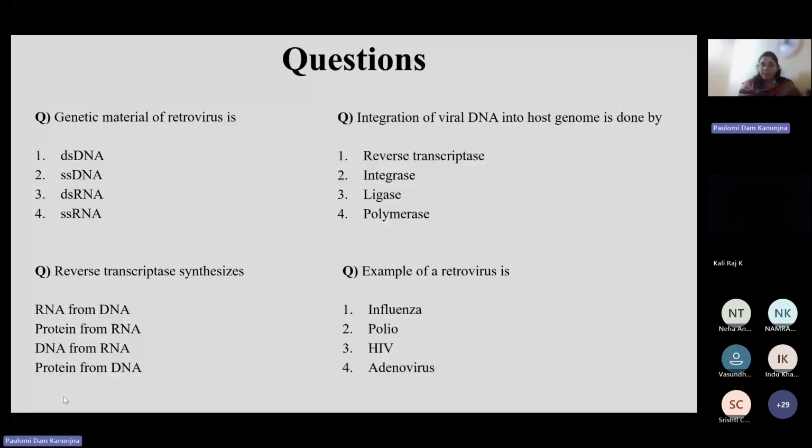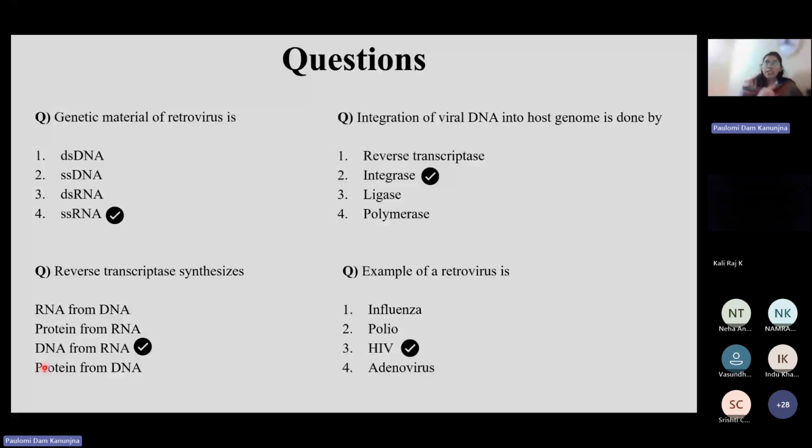Okay, I will give the answers and then people can check if their answers were correct. So, genetic material of retrovirus. Someone I saw wrote ssDNA. I hope you meant ssRNA, because retro means RNA. Okay, and it was single-stranded. Integration happens because of integrase. It's easy to understand. Reverse transcriptase synthesizes DNA from RNA.